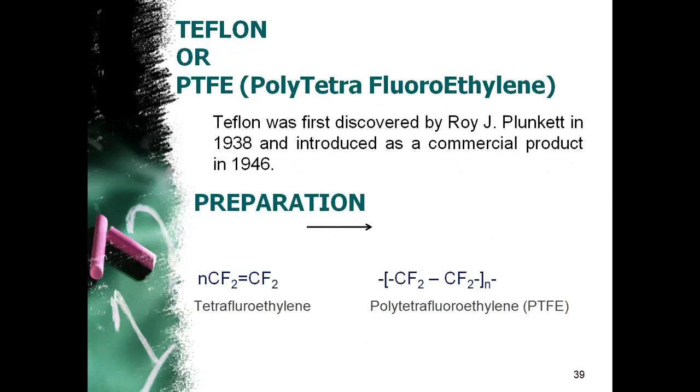The next important member of plastic is Teflon or PTFE, which stands for polytetrafluoroethylene. It was discovered by Roy J. Plunkett in 1938 and was introduced commercially in 1946. It is a polymer of tetrafluoroethylene. When tetrafluoroethylene undergoes polymerization, it leads to the formation of PTFE, polytetrafluoroethylene, commonly known by the name Teflon.